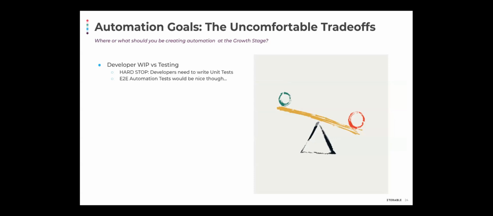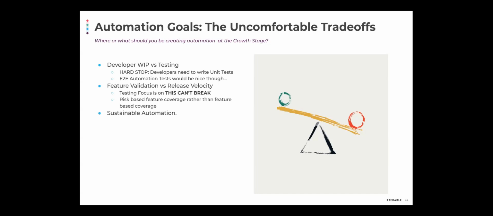But end-to-end automation tests, I can see where someone might say, nope, we don't have time to write it. We just can't. We'd love to, but we can't, right? Because at the end of the day, you're trading off feature coverage for release velocity, right? You have to get this code out. So your focus should really be on testing things that can't break. If I have 50 features, which one cannot break? This is the one I'm testing, right? You're really moving to this concept of risk-based feature coverage rather than feature-based coverage, right?